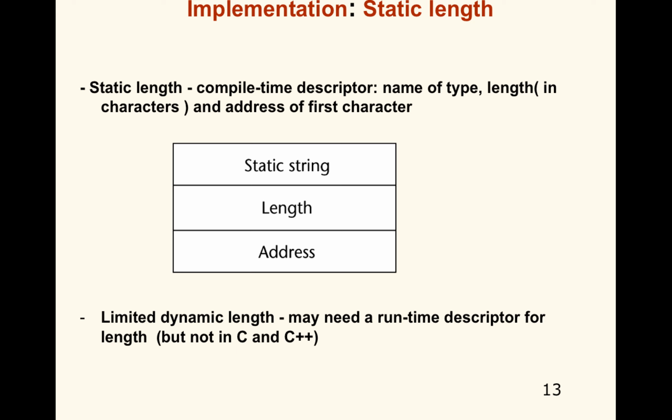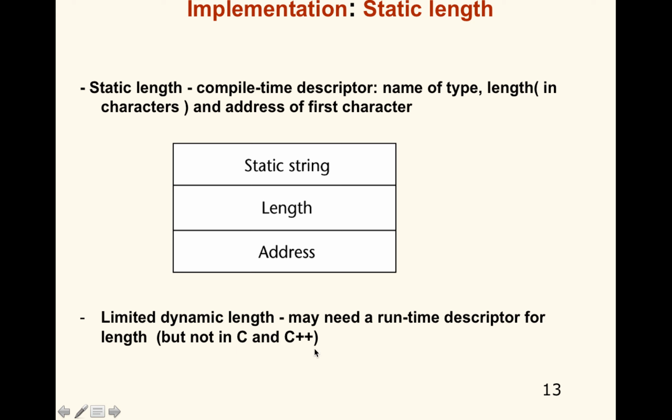So for the static length, we have this thing called a compile time descriptor. This is the name of the type, the length in characters, and the address of the first character. The memory address of the string is the memory address of the first character of the string. So we have the static string with the length, and we have the address. This is the descriptor, which is the information stored about the variable at the memory address along with the string. And this is just going to give us the memory address of the start of it and what the offset is.